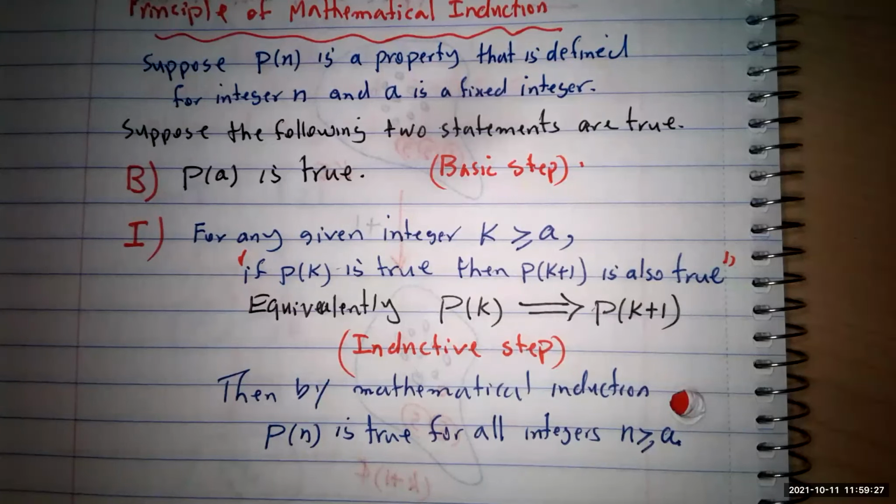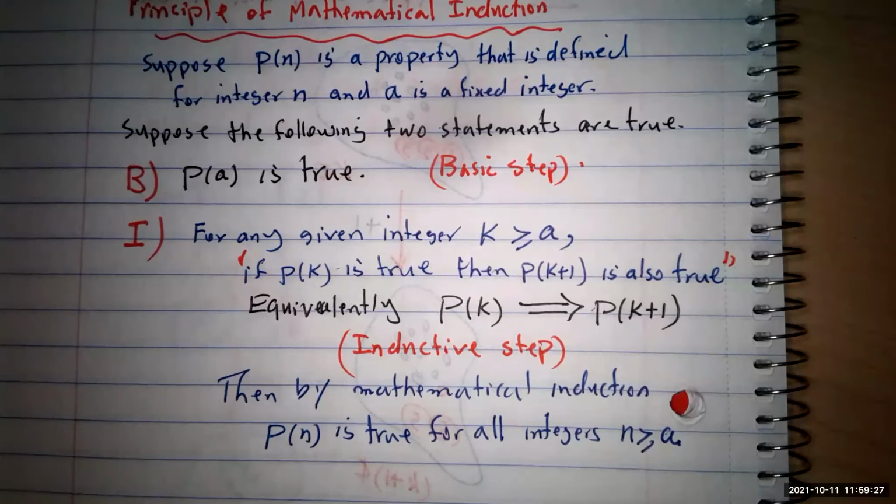A property, remember the property. So this must be your opening statement: suppose Pn is just a statement, that 1 plus 2 plus 3 up to n is equal to n times n plus 1 over 2. This is Pn without the quantifiers. That's Pn, the property that you want to prove.